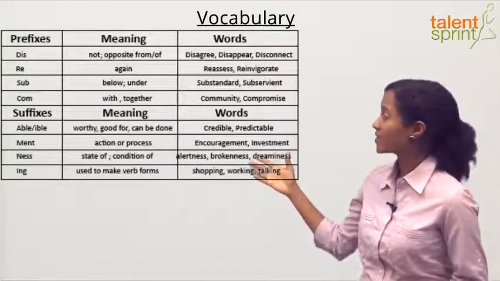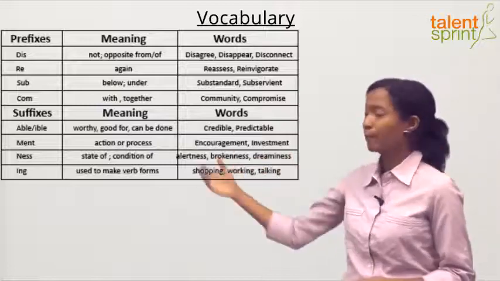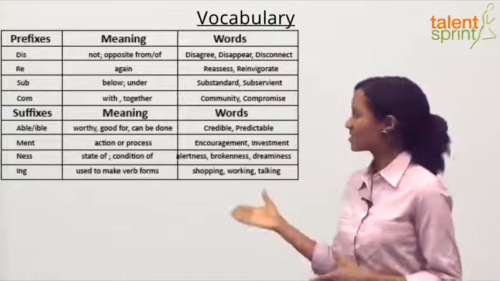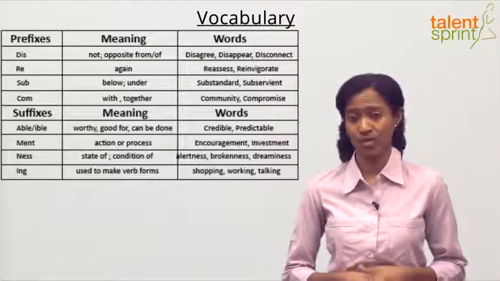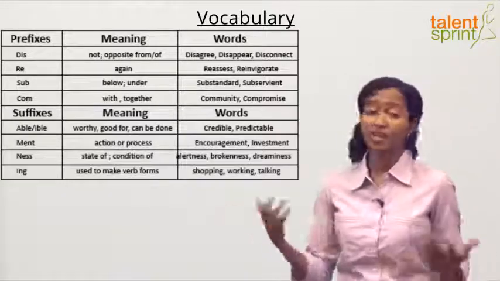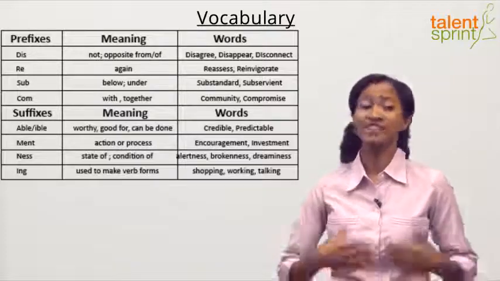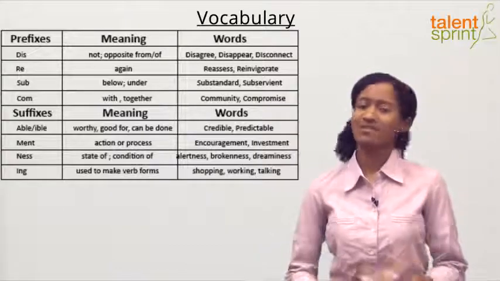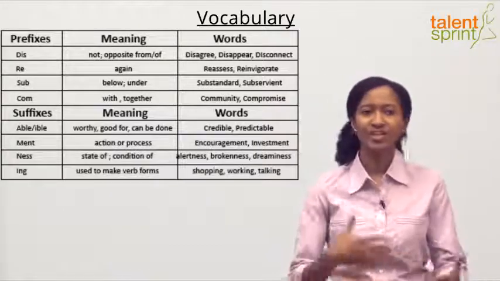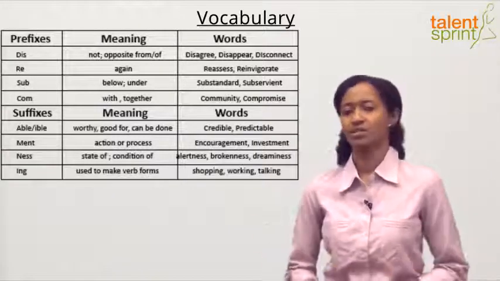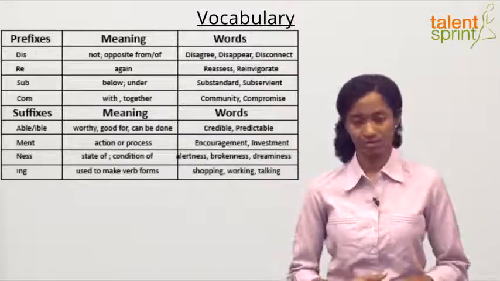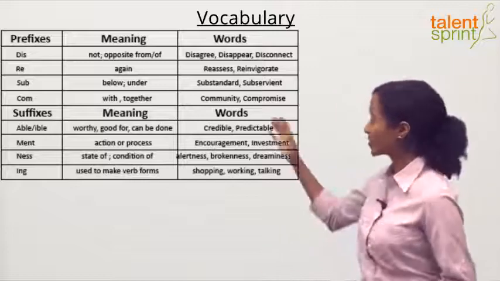Let's look at another suffix, ment. Ment means action or process, and this suffix is used to make nouns. For example, encouragement or investment. So if I have to put that in an example sentence, her family gave her the encouragement to succeed, or he made a large investment in the company. Right? Let's move on to other suffixes.